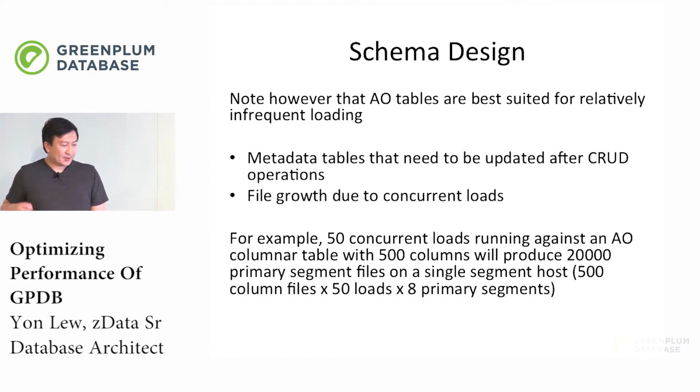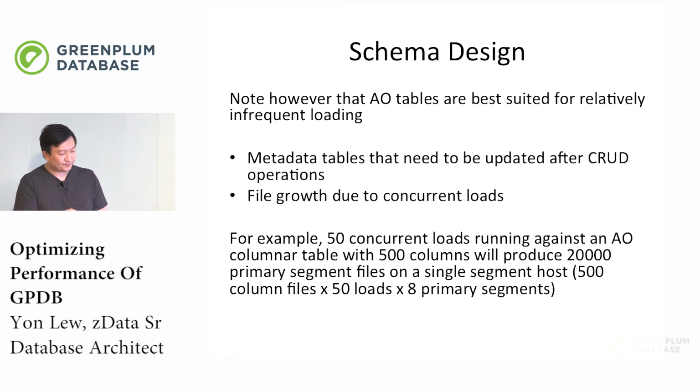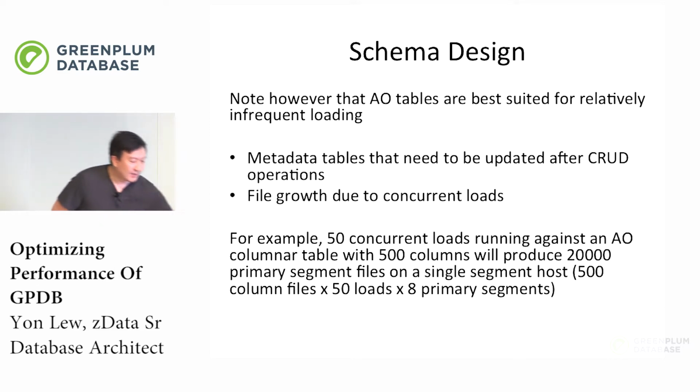And in addition to that, you also have an issue with concurrent loads for append-optimized column tables. The way concurrent loading works against AOC tables is that if you have 50 concurrent loads running against an AO columnar table with, say, 500 columns, each of those loads is going to create its own set of table files. So 50 loads running on a table with 500 columns is going to produce 20,000 primary segment files on a single segment host. And that assumes 500 column files times 50 loads, 8 primary segments.